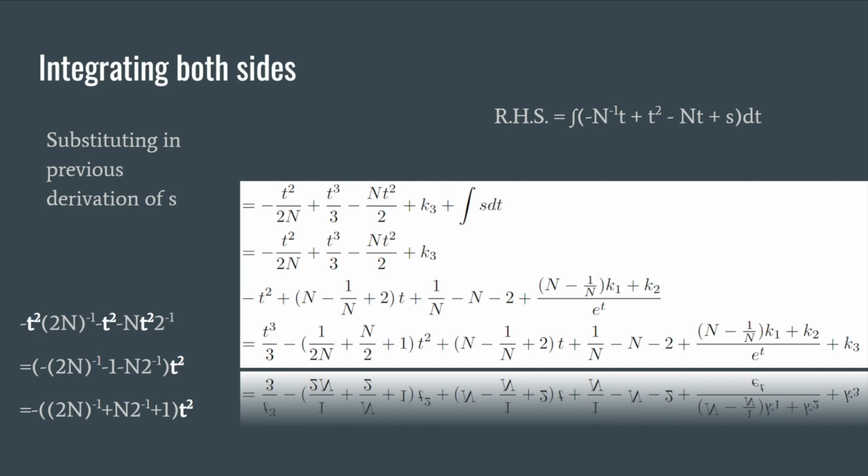And also note that we have factored out the t squared term to produce a constant expressed in terms of n. The same thing also applies for the t term, which also contains a coefficient that is a constant solely expressed in terms of n.